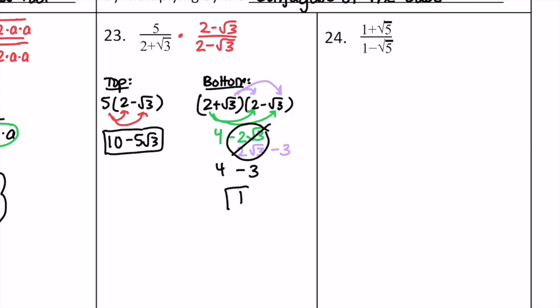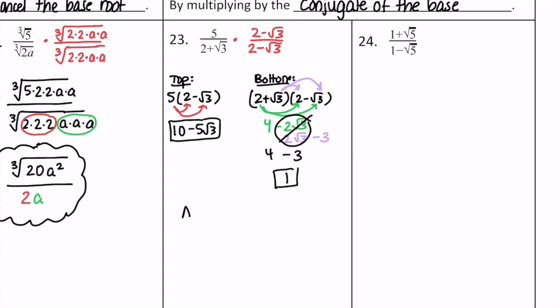The answer then, I don't need to include in the denominator. I have 10 minus 5 square root of 3 in the numerator. I don't need to include the denominator if it's 1, so my answer is just that.